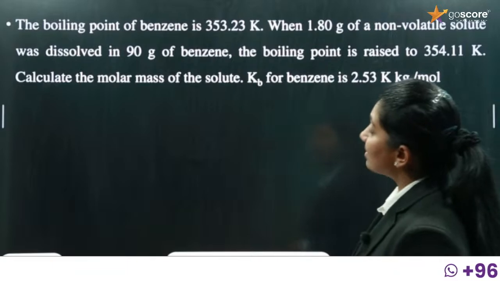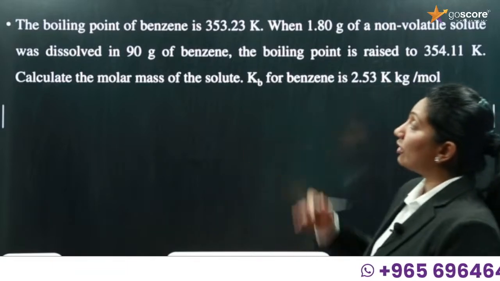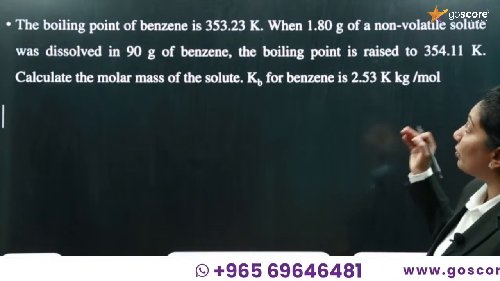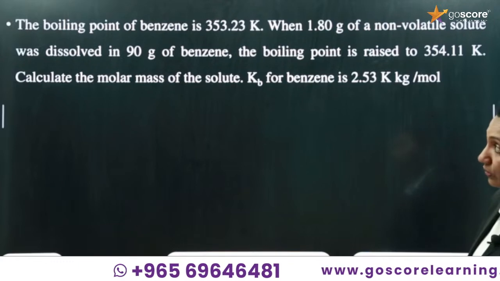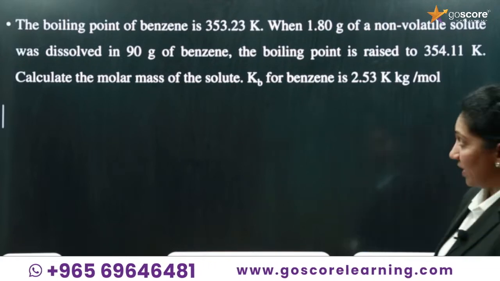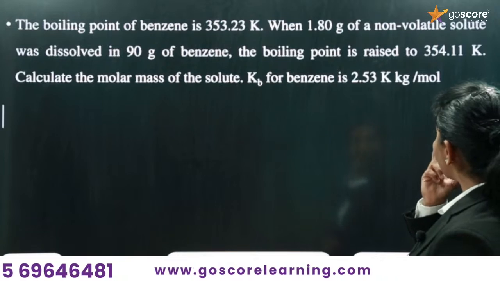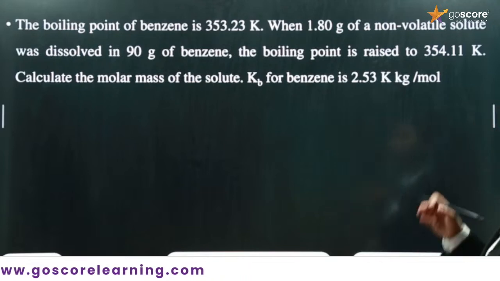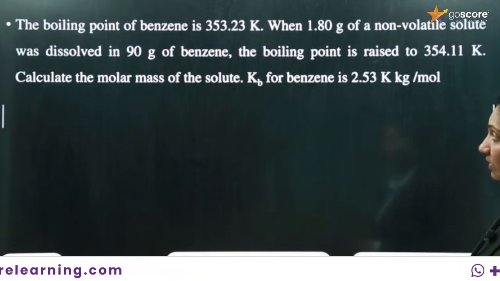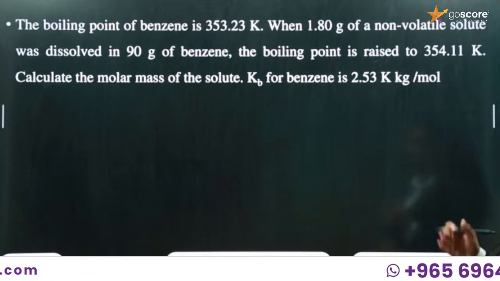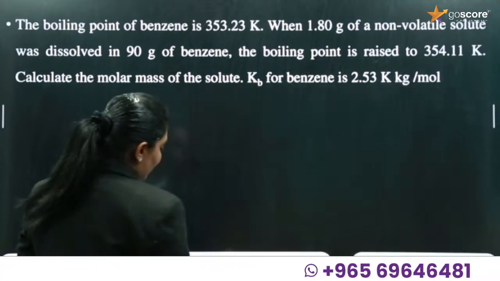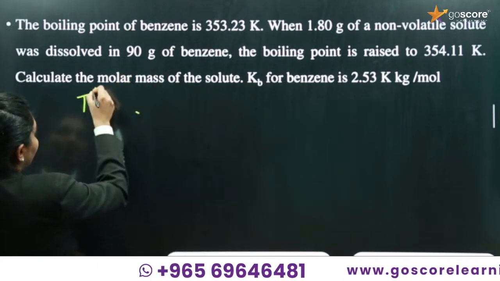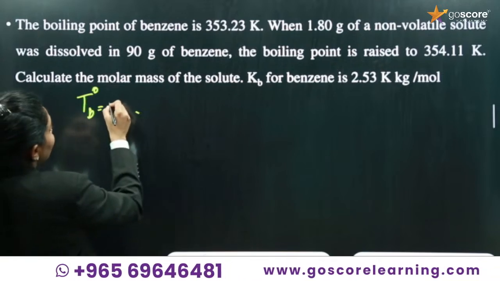So this is the next problem: the boiling point of benzene is 353.23 Kelvin. When you add 1.8 gram of a non-volatile solute dissolved in 90 gram of benzene, the boiling point is raised to 354.11 Kelvin. We want to calculate the molar mass of the solute and the Kb value for benzene. So the boiling point of pure benzene, that is T0B, is given as 353.23 Kelvin.